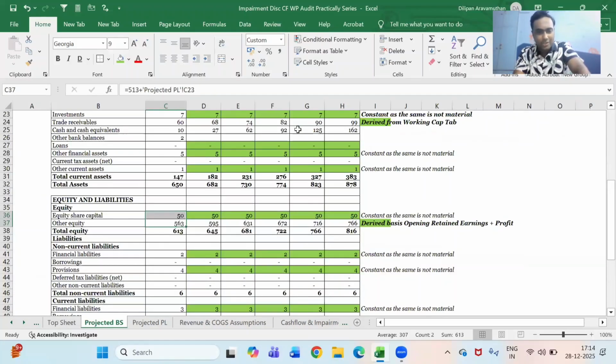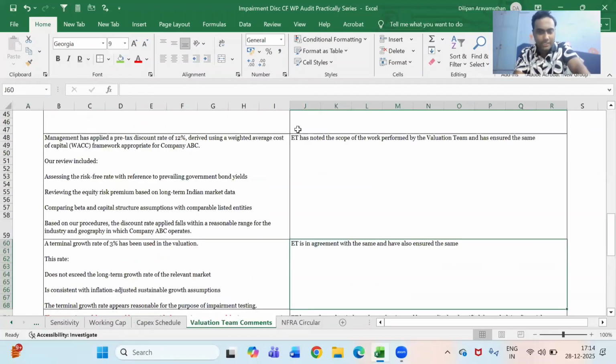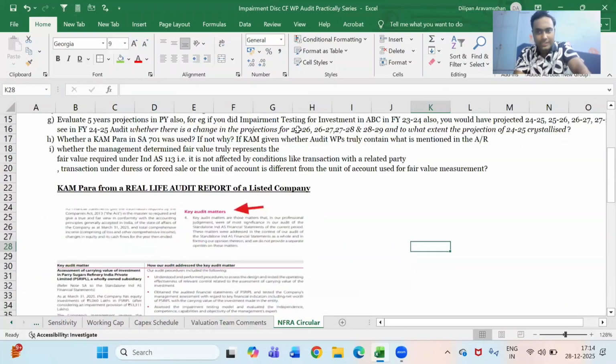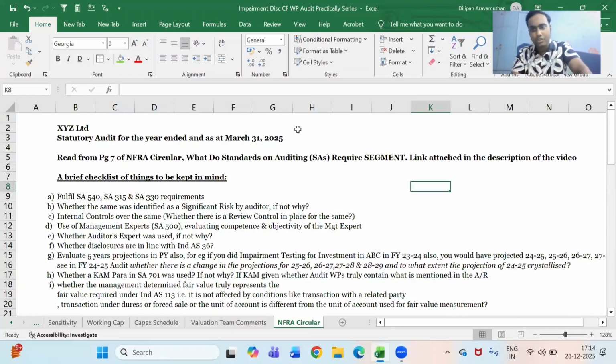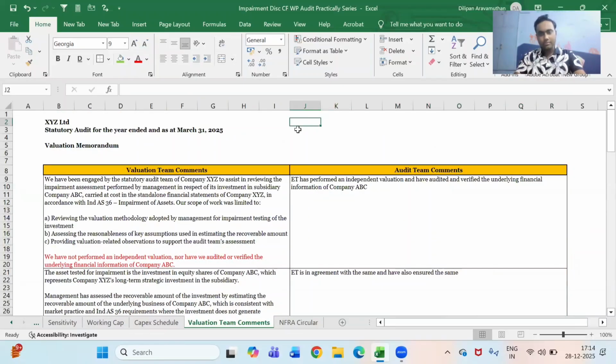That's it, guys. And now we are just left with two more aspects. So recently, NFRA, National Financial Reporting Authority, came up with a circular in relation to impairment. That is one thing which we are left to discuss. And another thing is in valuation team comments. What is valuation memorandum, guys?